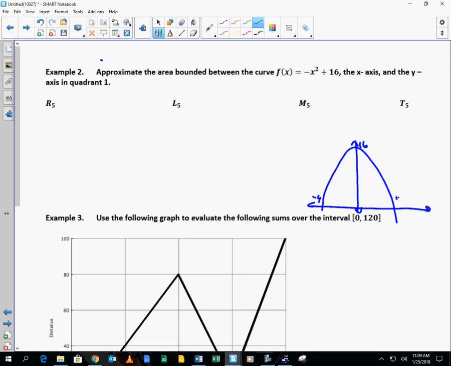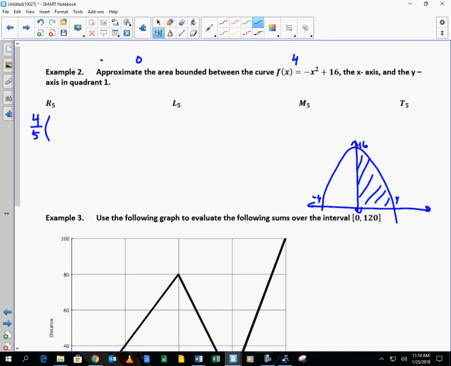And it says it just wants the x-axis and the y-axis in the first quadrant. So what's my interval going to be? Yeah, it's going to be from 0 to 4. And if I divide it up into 5 rectangles, what's the width going to be? Yep, 4/5 or 0.8.